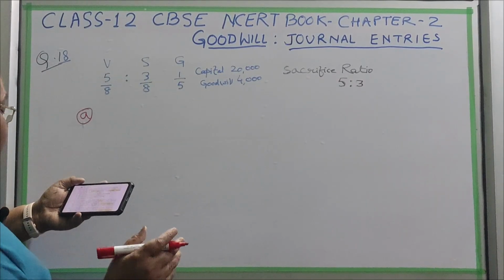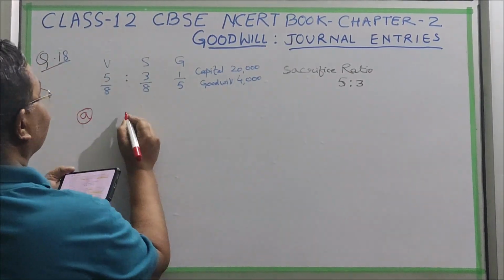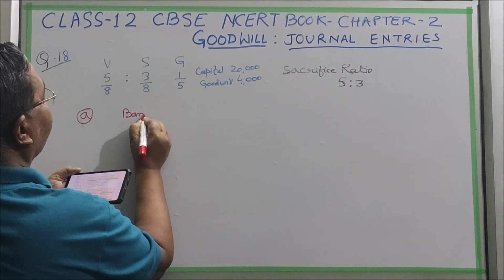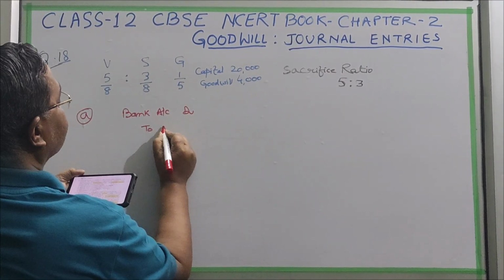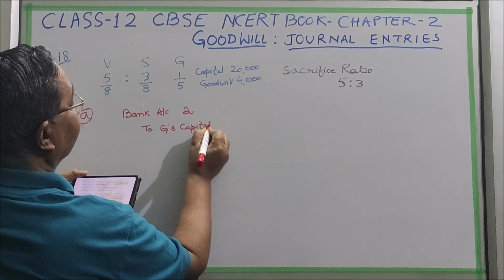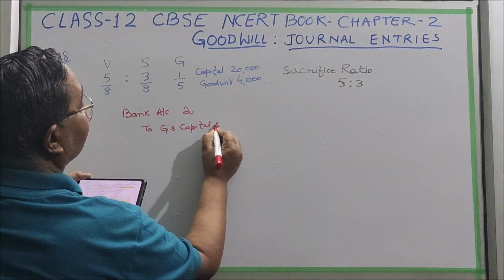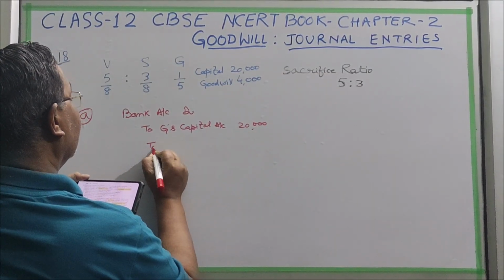So first is when the amount of goodwill is retained in the business. The first entry will be bank account debit to G's capital account, because he will give capital. G's capital account will be 20,000 and to premium for goodwill account.